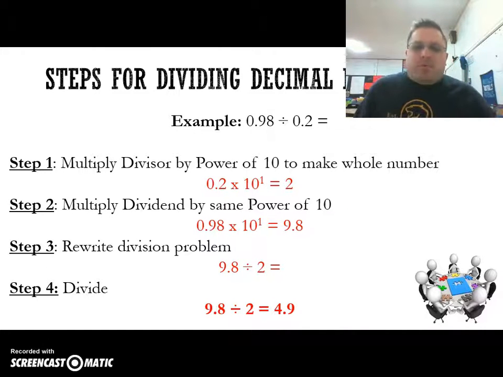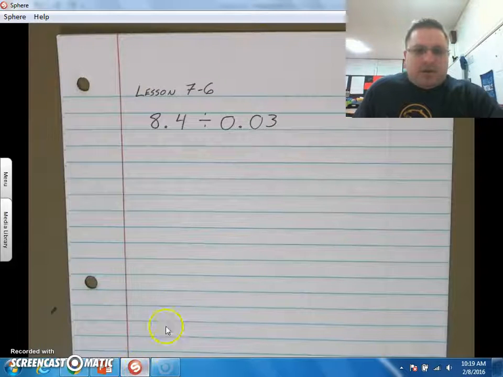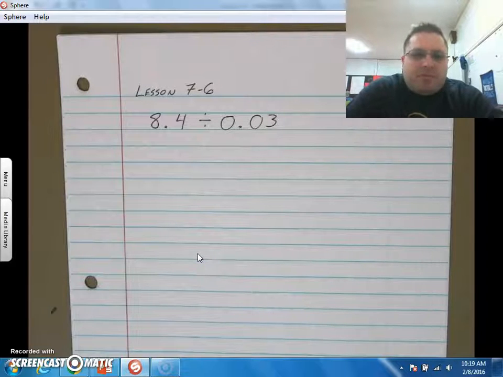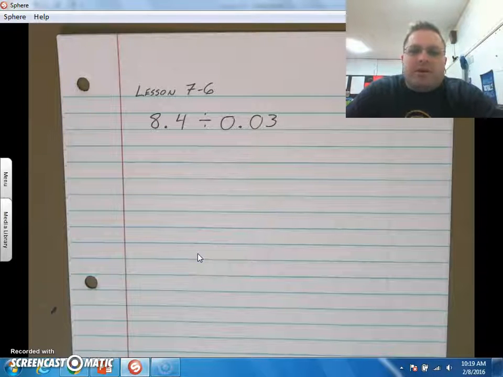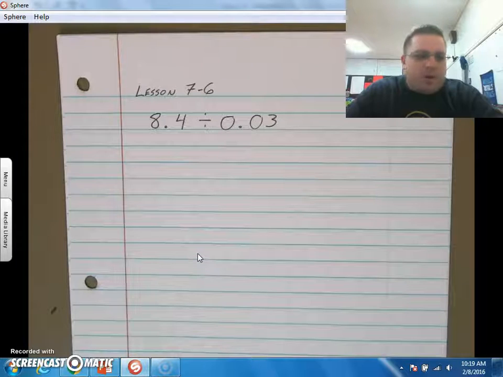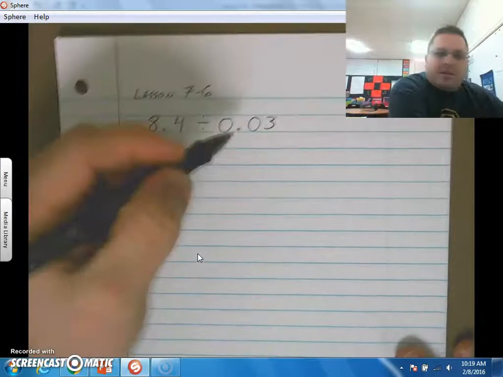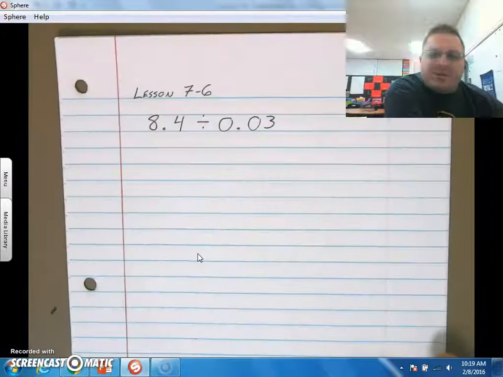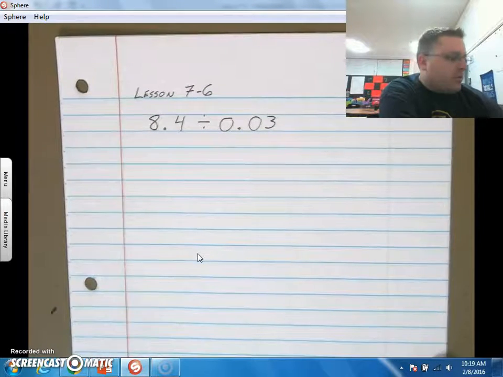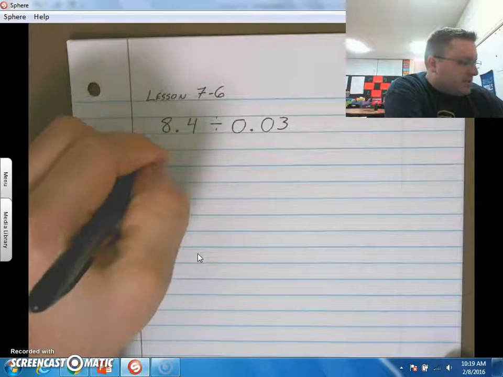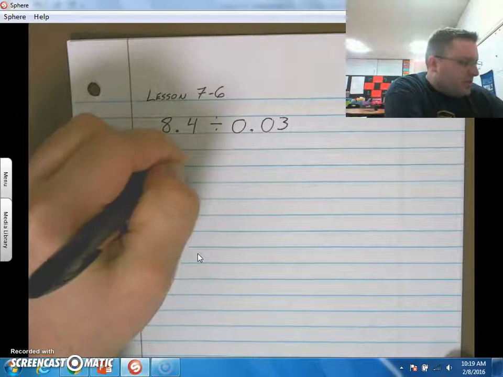Now we're going to do a couple, and I'm going to actually show step 4. We have the problem 8.4 divided by 0.03. So I'm going to go ahead and do my first step. My divisor is 0.03.